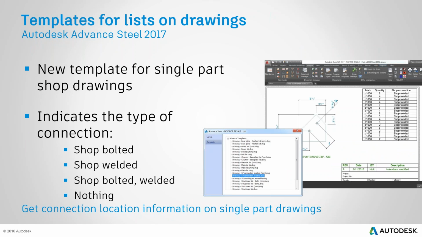A new template for creating a list on drawings is available with connection location information on single part drawings as well. This provides information if the parts are shop welded or bolted or both. This is just a new template that we've added in there. You'll find it in your template dialog boxes. The image there may or may not be easy to see, but when you load up your template dialog box, you'll see the new ones in there that say SP connection locations.dwg.